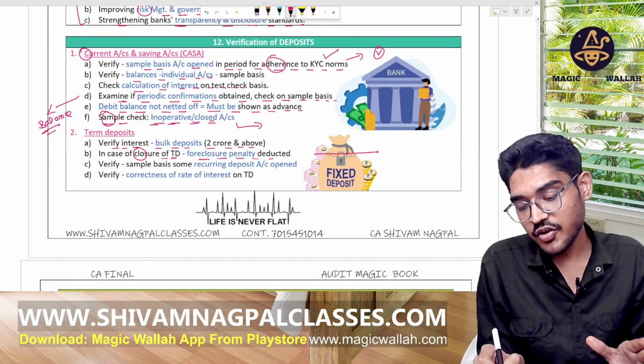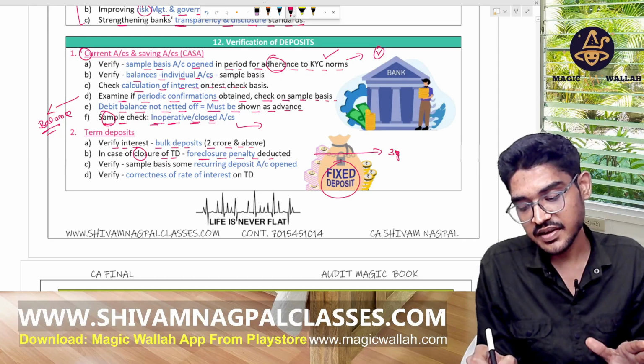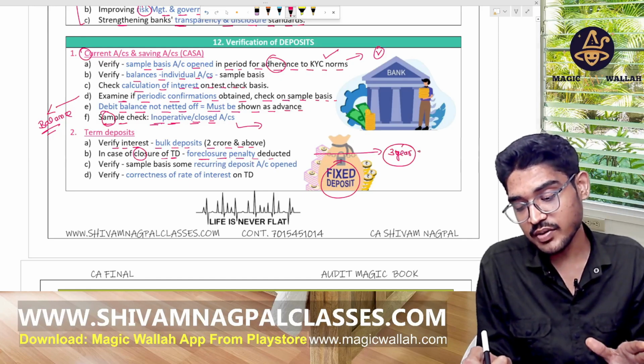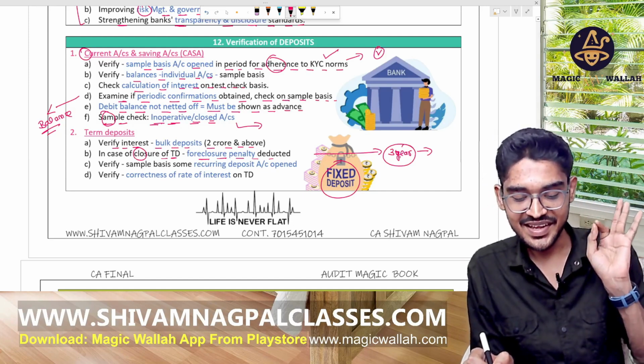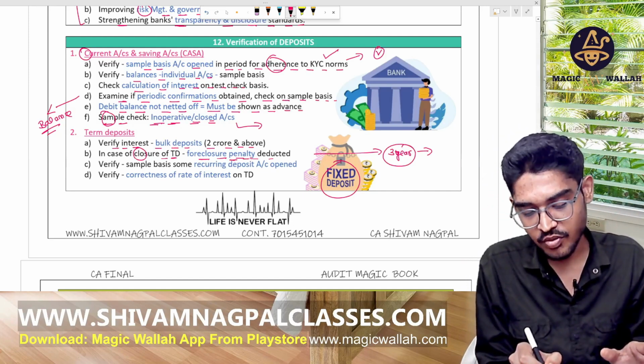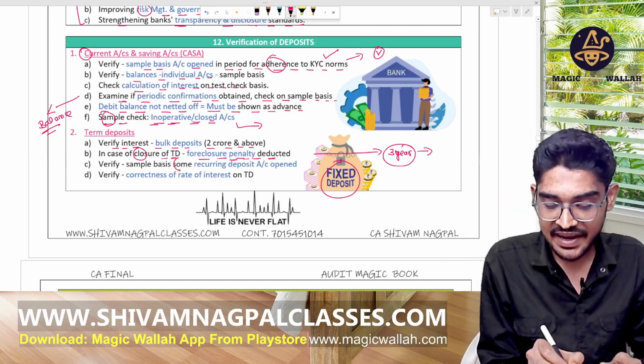Okay, so if you have deposited some money in the FD for 3 years, but you want to get this amount in the first year itself. Okay, you want to break the FD. In that case, a penalty will be imposed. Check this. Verify on a sample basis some recurring deposit accounts.